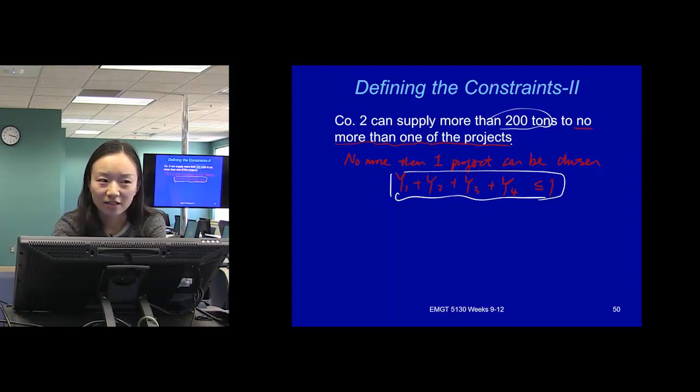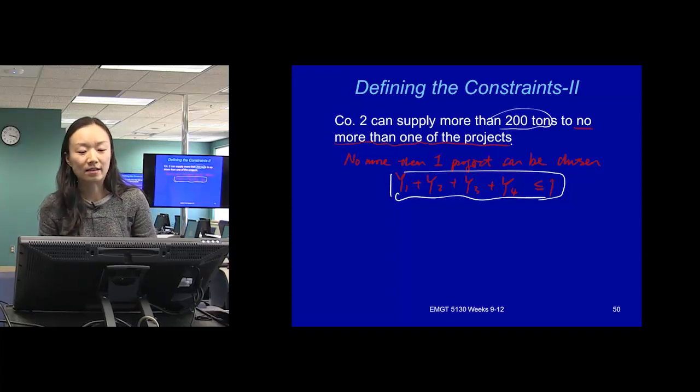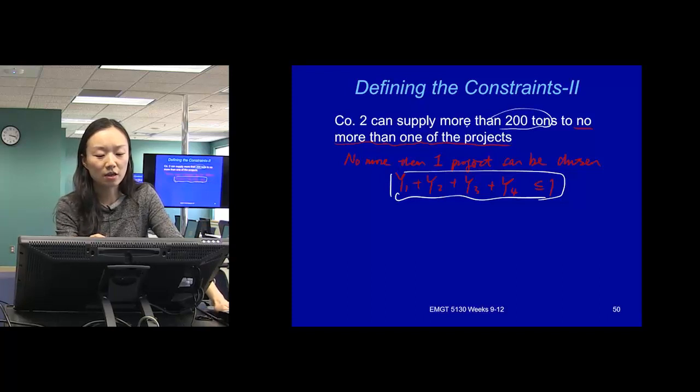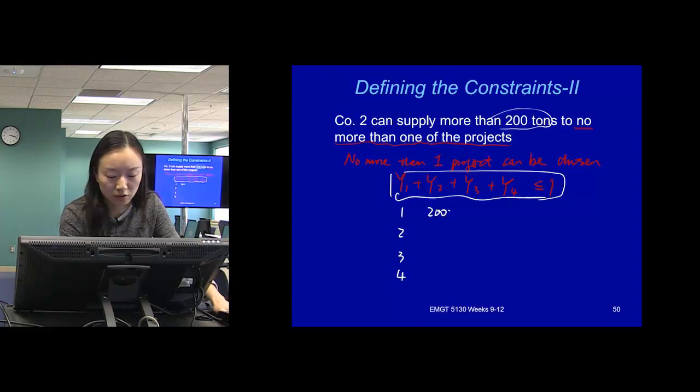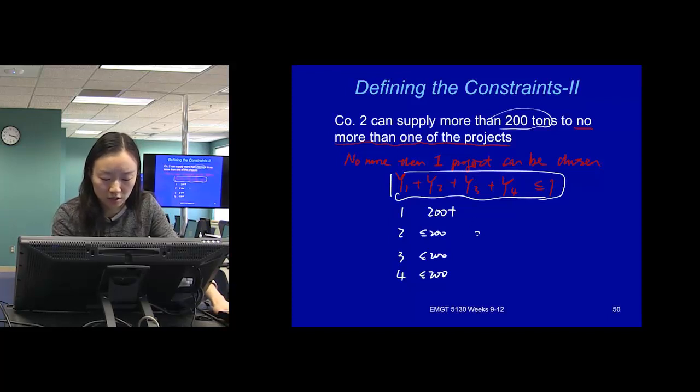It's not a minimum order size. Minimum order size is saying that if you choose it, it has to receive at least. But this one is saying, okay, so let's just do it. Okay, so project 1, 2, 3, 4. Say if this project received more than 200, I'll say 200 plus, then the other ones need to be less than or equal to 200. Same, you can just shuffle this.